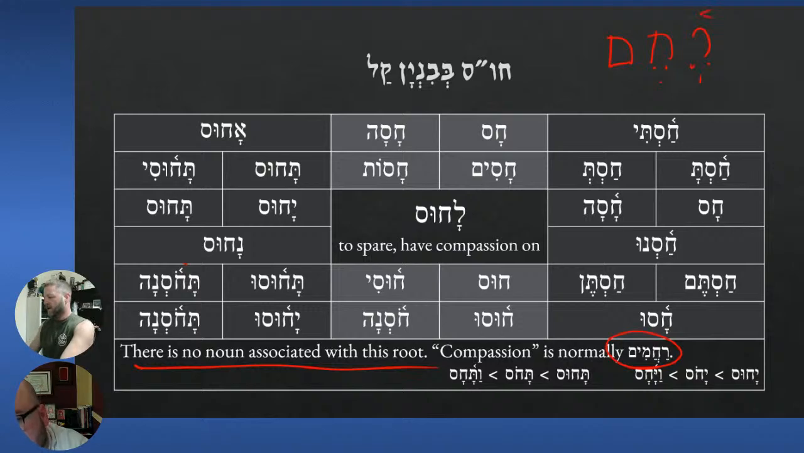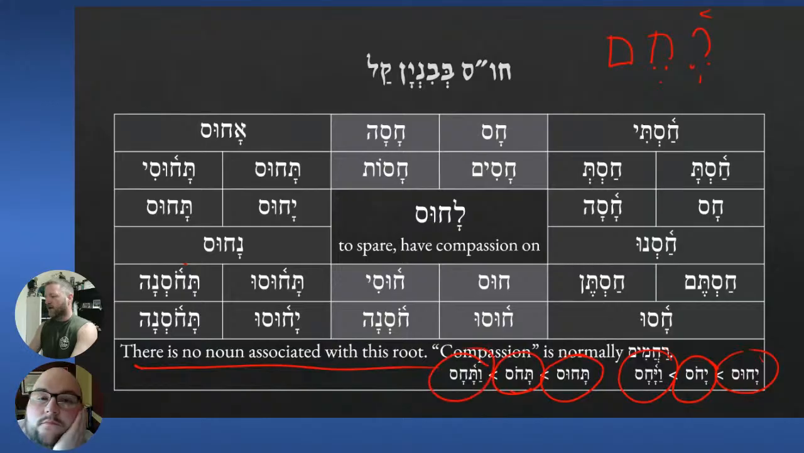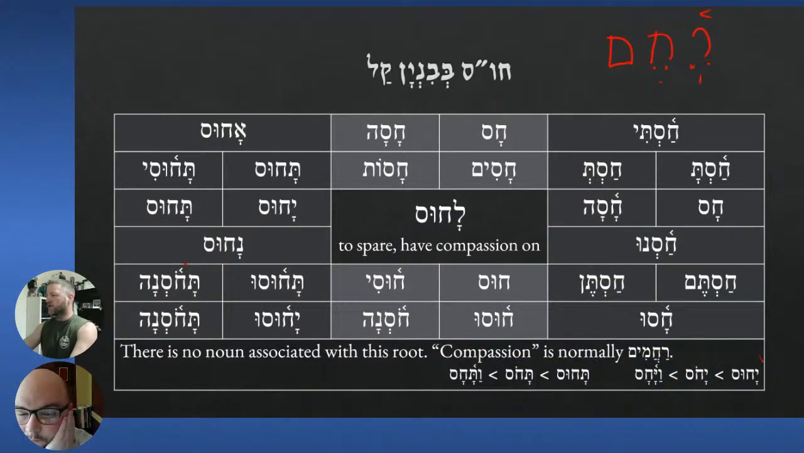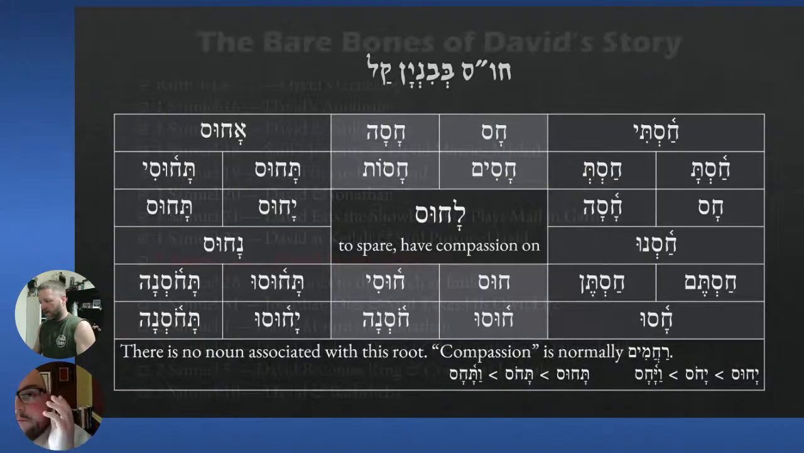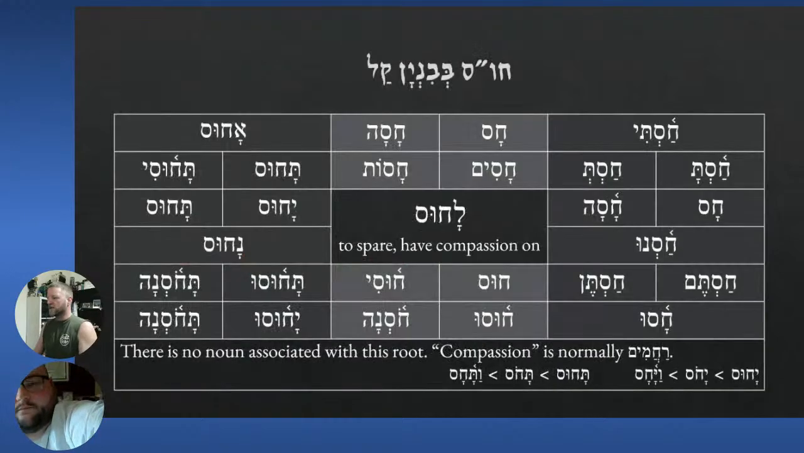Rechem. Okay, if we have yachus, the jussive is yachos, and the vav consecutive is vayachos. In the feminine, it would be tachus, tachos, let her have compassion, and vatachos, she had compassion. Talked about the connection between vav consecutive and jussive last week in Shio. Any questions or disagreements, additions?